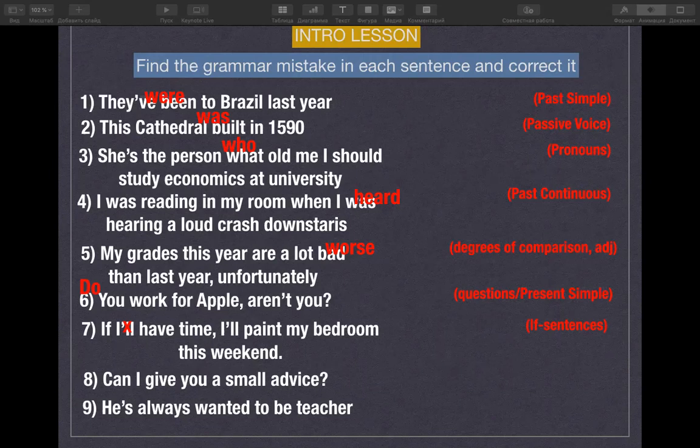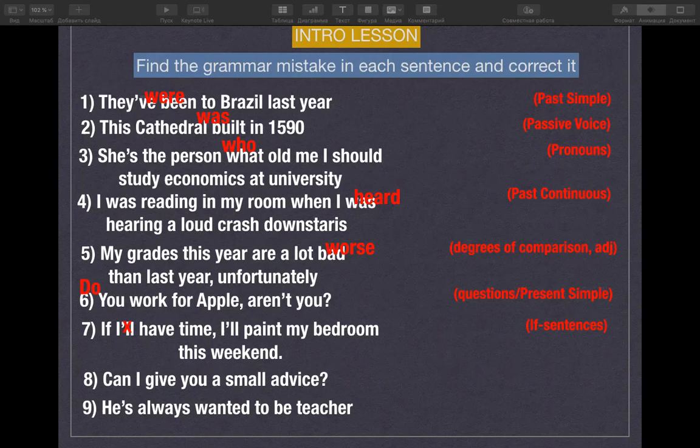Если будет дождь, я пойду гулять. If it is raining, or if it rains, I will go for a walk. Или если будет дождь, я останусь дома. If it is raining or if it rains, I will stay at home. В общем, это предложение if sentences, придаточные условия и времени.